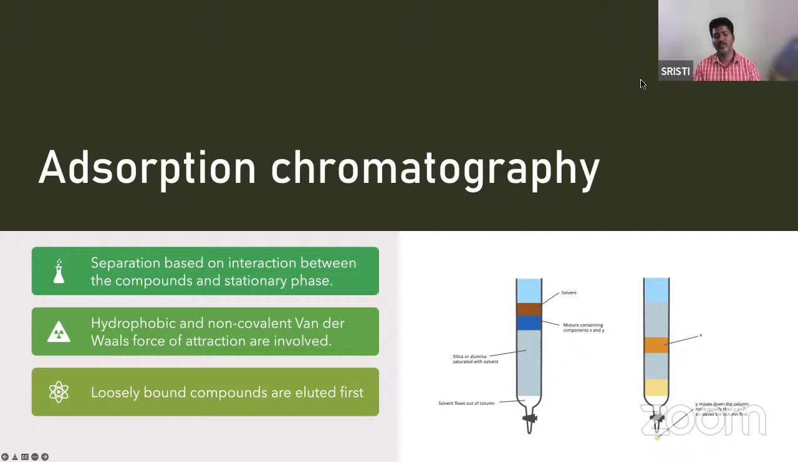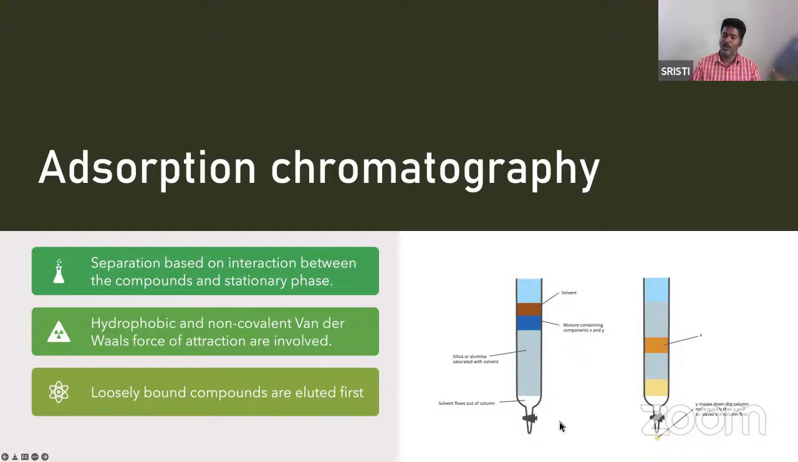The separation is based on interaction between the compounds and the stationary phase. Hydrophobic and non-covalent van der Waals forces of attraction are involved. And then loosely bound compounds are eluted first. So coming to the picture, here you can see the column is filled with the matrix made up of either silica or alumina gel, and it is completely saturated with the solvent system. And then you add the mixture containing your extract, that is your crude extract, and then you add a particular solvent. And then at the bottom, you collect the fractions.